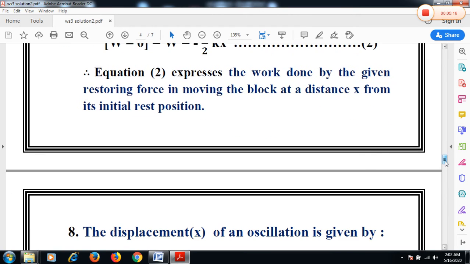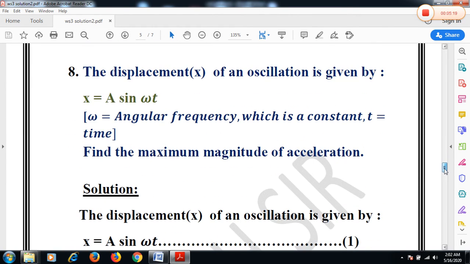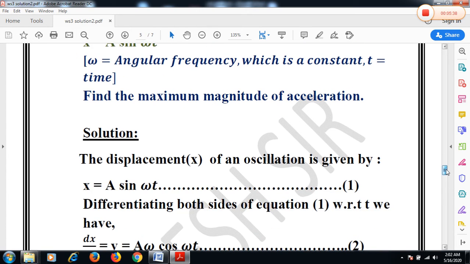Okay students, let us move forward to the next problem, that is problem number 8. The displacement x of an oscillation is given by x equals a sin omega t, where omega is the angular frequency, which is a constant, and t is time. Find the maximum magnitude of the acceleration. So we have been given that the displacement of an oscillation is given by x equals a sin omega t.